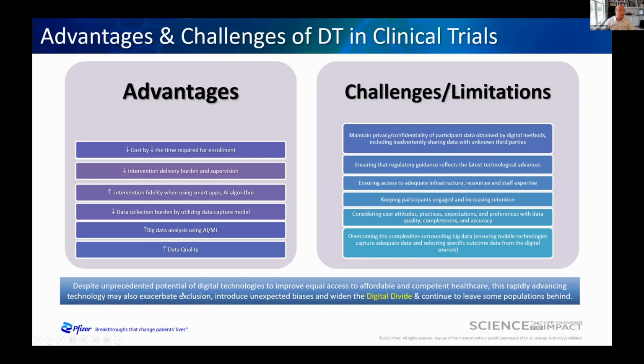I think despite the unprecedented potential of digital technology to improve equal access to affordable and competent healthcare, there's a risk that this rapidly advancing technology may exacerbate exclusion, introduce unexpected biases, and in fact widen the digital divide and continue to leave some populations behind.